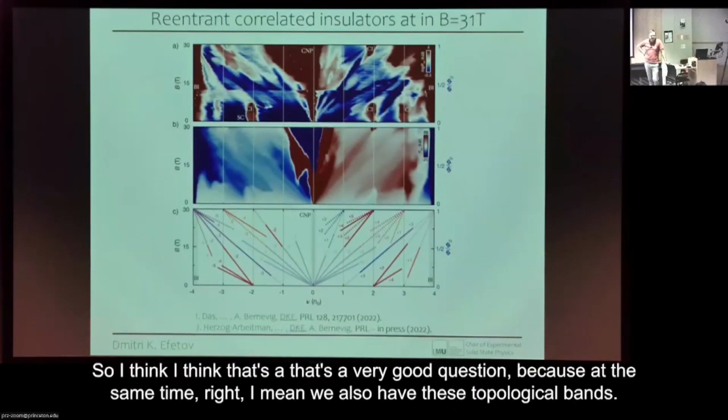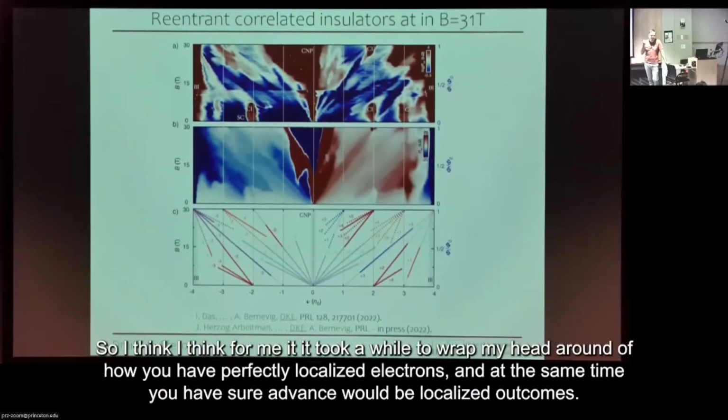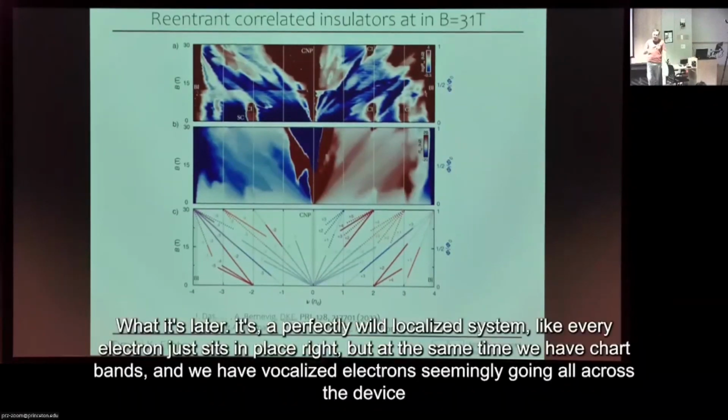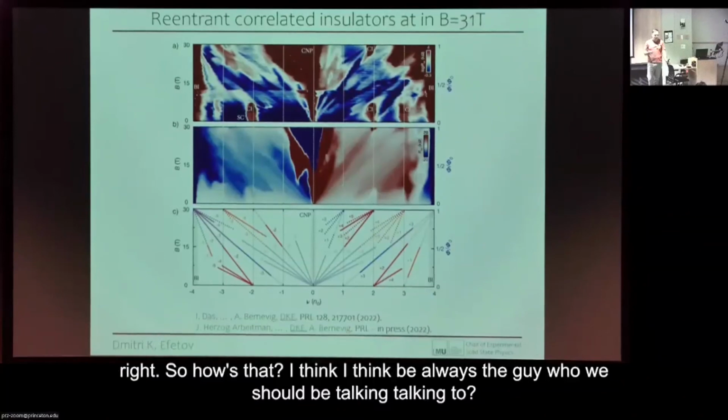Right. I think that's a very good question, because at the same time we also have these topological bands. For me, it took a while to wrap my head around how you can have perfectly localized electrons, and at the same time Chern bands with delocalized electrons. Because when I think about it, a Mott insulator is a perfectly localized system. Every electron just sits in place, right? But at the same time, we have Chern bands and delocalized electrons seemingly going all across the device. So how is that?